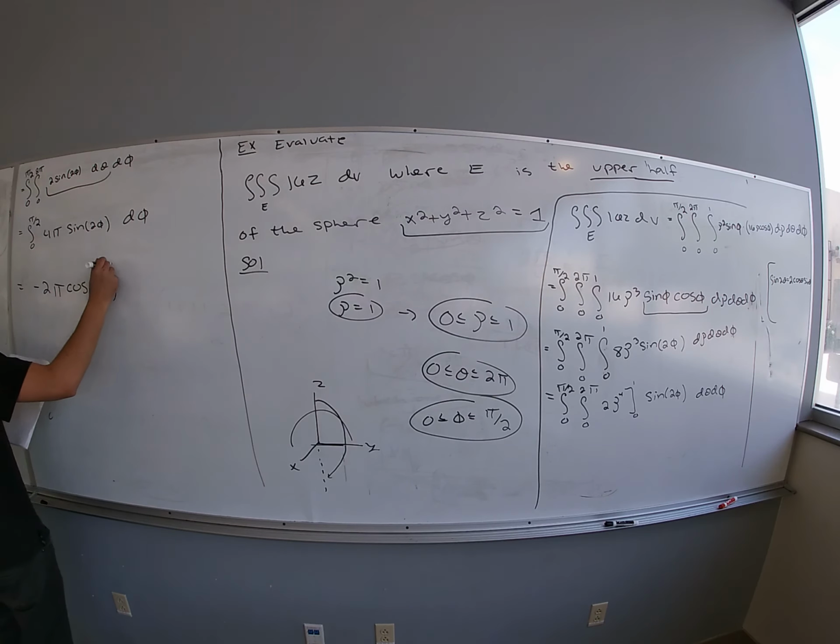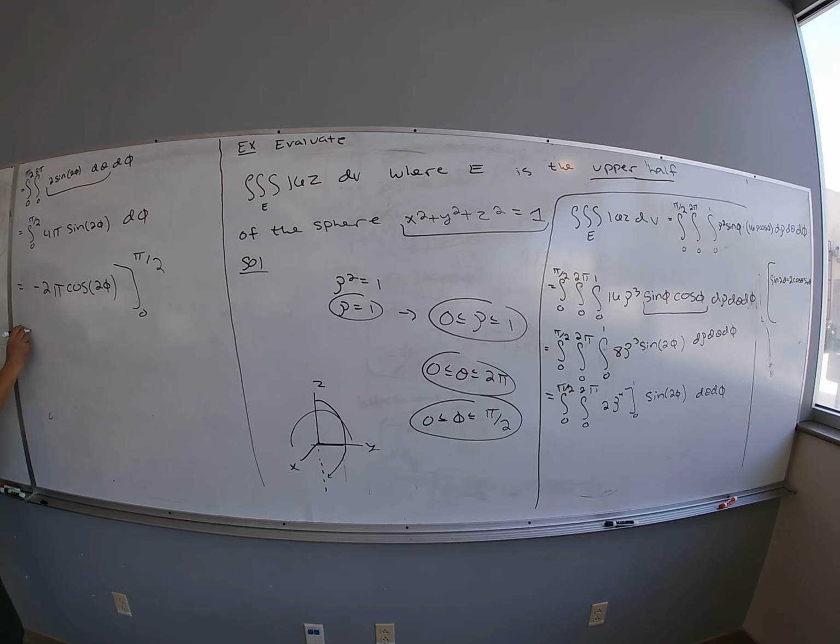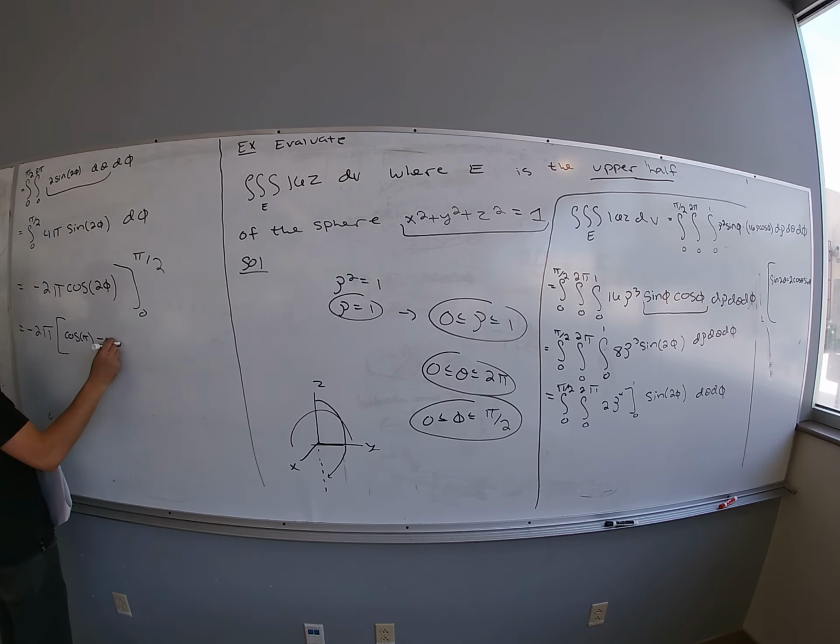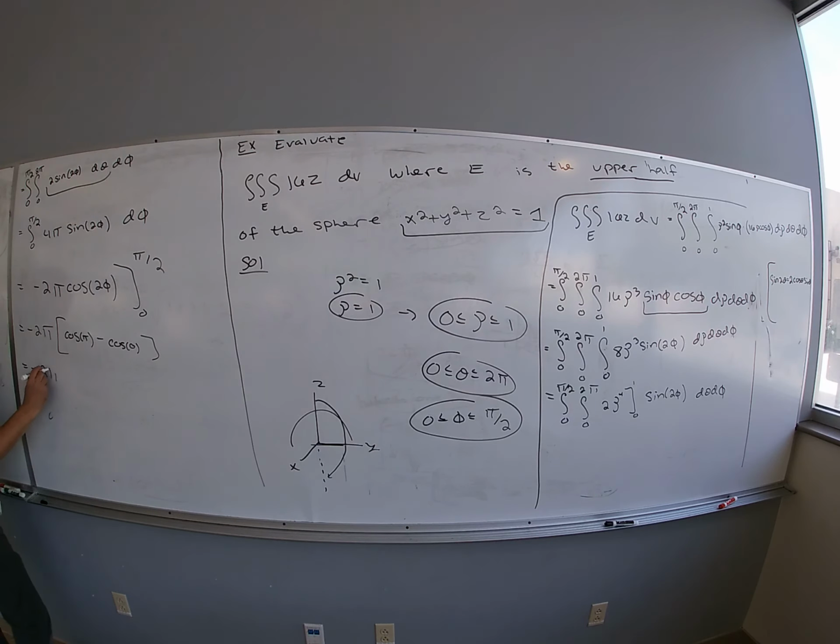This is from 0 to pi over 2, okay? Let me pull this out, and let's be careful. This looks like cosine, I'll write it, of pi minus cosine of 0. What does this give me? Negative 2 pi. Cosine of pi gives me negative 1. Minus cosine of 0 gives me positive 1, so this is negative 2. So this gives me 4 pi. Beautiful.